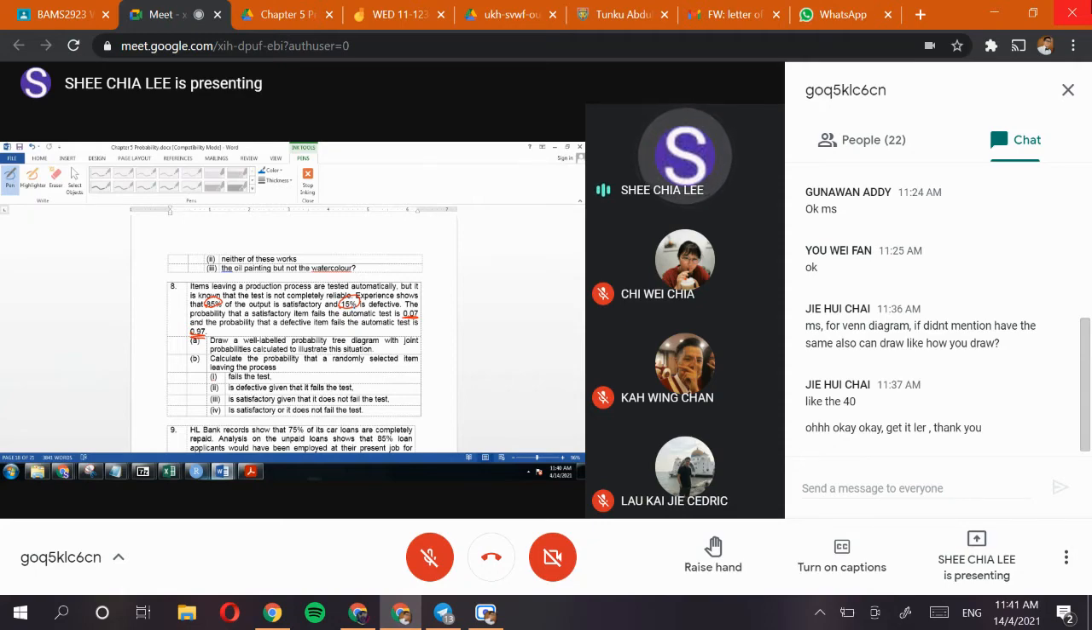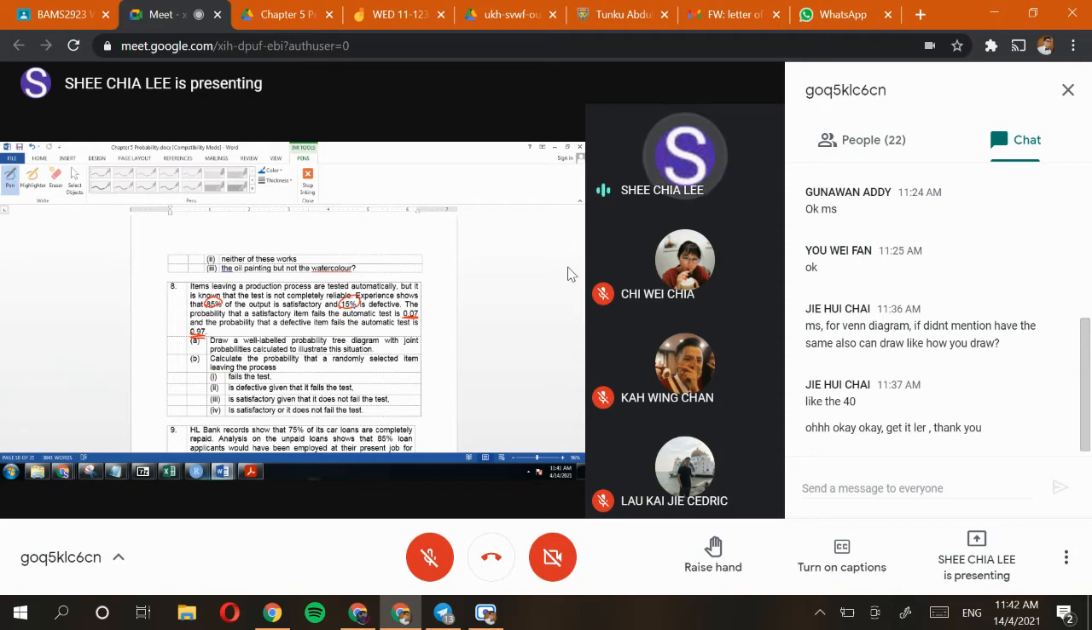Another situation is when the item is actually defective, but when it passes through the automatic test it is treated as a good item. That's why we say it is not completely reliable. There are mistakes as well. Experience shows that 85% of the output is satisfactory and 15% is defective. So out of all the output, from previous experience, overall 85% are satisfactory, whereas only 15% are defective.